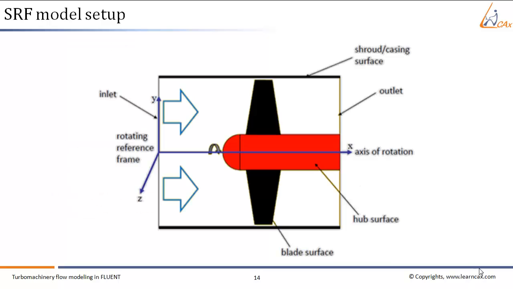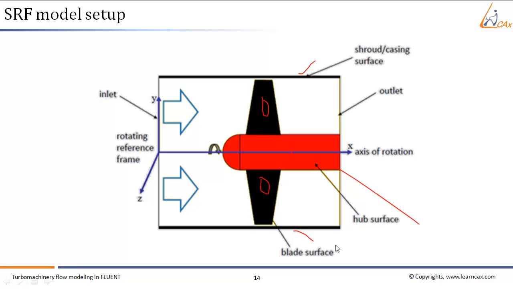Let us visualize a schematic problem for the SRF problem setup or model setup. This is a typically suitable problem for the SRF model. There is a hub surface which is given in red, this particular surface. There are blades, these are the blades. And a shroud and casing surface. So this is the shroud and casing surface, that is the outer surface.